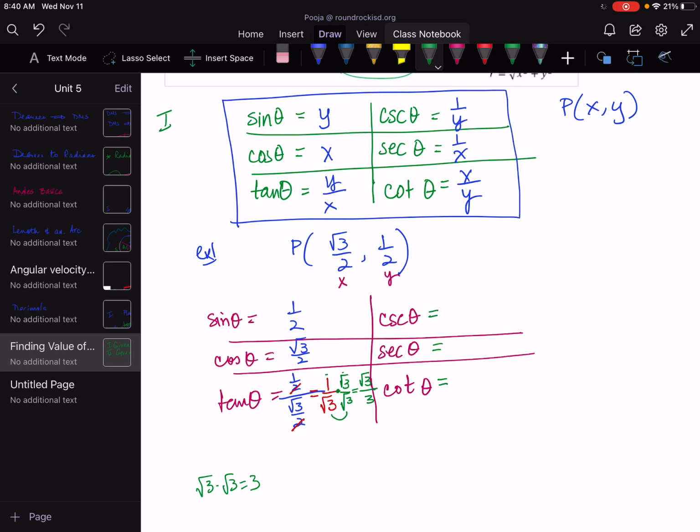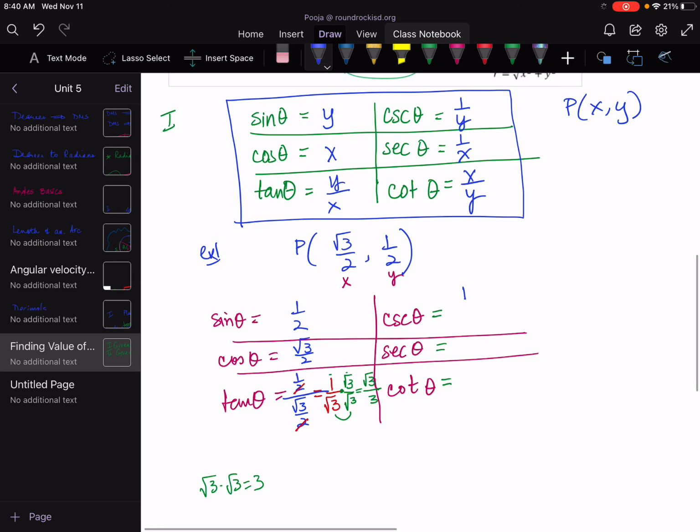Coming back to cosecant, the formula is 1 over y. There are 2 ways to do this. You can either put 1 over and y is half, and then we end up with a fraction within a fraction. Or the other way is, if you have sine theta figured out, then you can simply switch sine theta, make it 2 over 1, which is the same as 2. Because cosecant is inverse of sine. And I'll do the same thing with secant. When I swap cosine, this value right here, I end up with this. And when I swap this one, I end up with 3 over root 3.